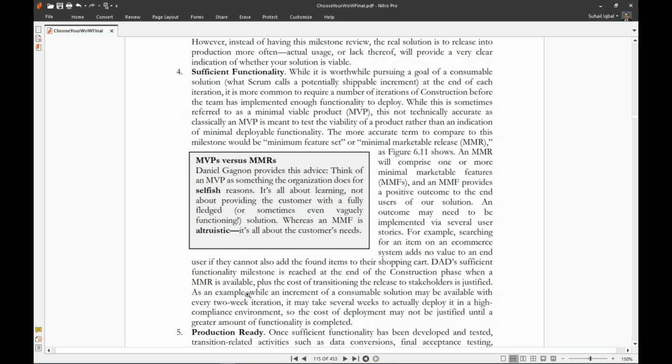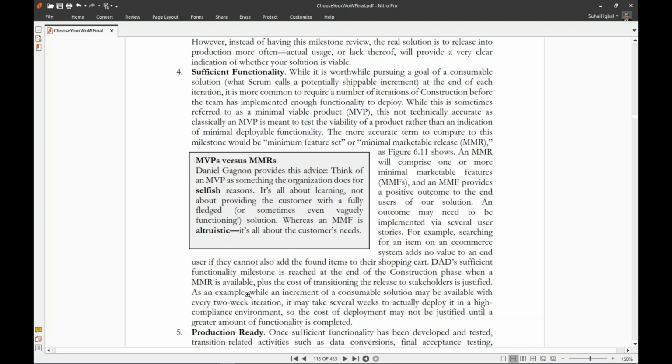Sufficient functionality. While it is worthwhile pursuing a goal of a consumable solution, what Scrum calls a potentially shippable increment at the end of each iteration, it is more common to require a number of iterations of construction before the team has implemented enough functionality to release. While this is sometimes referred to as a minimum viable product, this is not technically accurate, as classically an MVP is meant to test the viability of a product rather than be an indication of minimal deployable functionality. The more accurate term to compare to this milestone would be minimum marketable release.